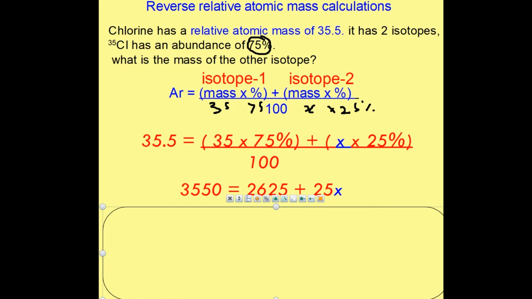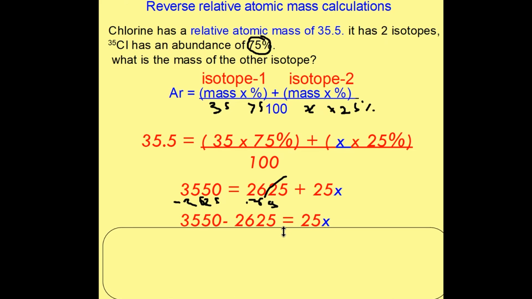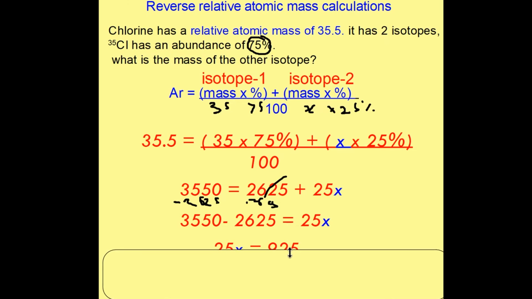So what we need to do now is we need to get the x on its own. So if we subtract 2625 off both sides, then it'll cancel that out there. And you'll end up with that.